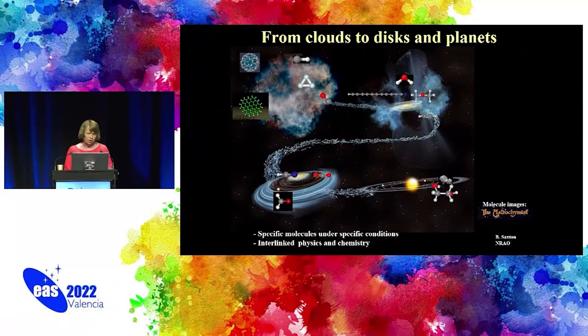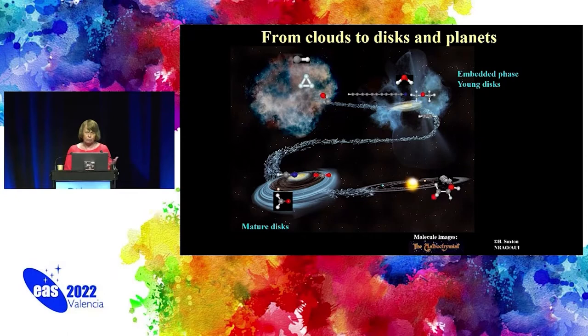If we look at the same stages again, then much of the molecular complexity is actually what we call the embedded phase of star formation. That's where we have the young disks, whereas the mature disks are then the next stage, also called sometimes the class two stage. But we have not just molecules in the gas, we of course have the dust that plays a very important role, and the ices.